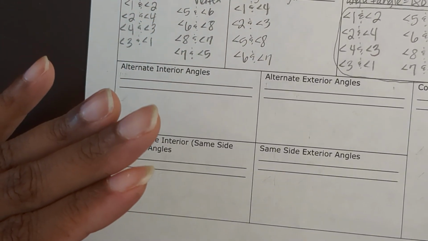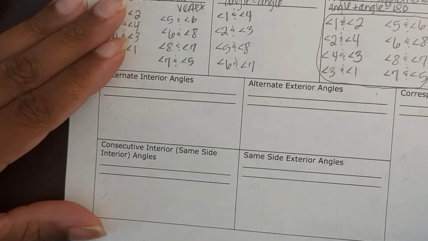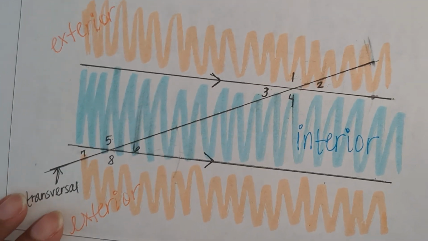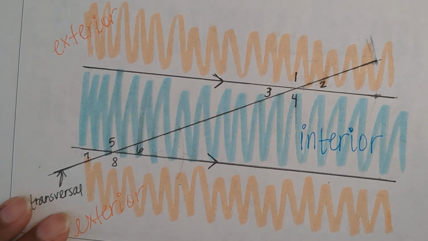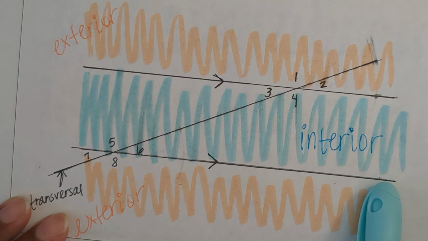All right, part 3. Let's get into it. So, real quick, let's go over what's happening up here. I went ahead and highlighted this middle part in blue. This is the part between the parallel lines. That is called the interior.